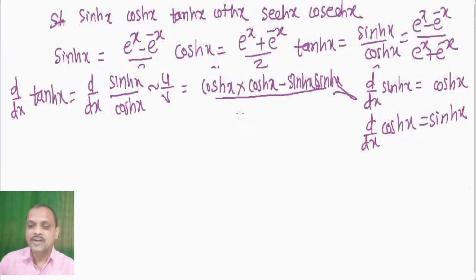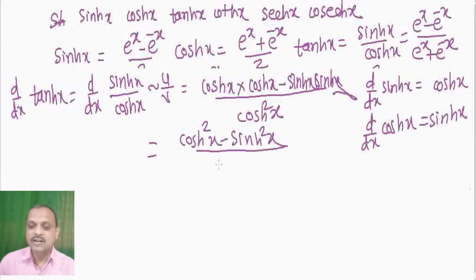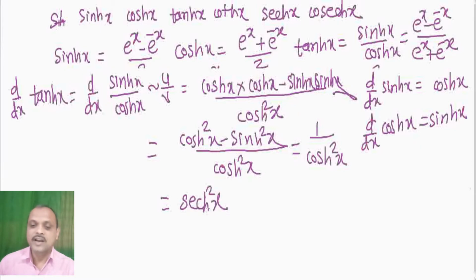divided by v square, that is cosh square x. This is equal to cosh square x minus sinh square x divided by cosh square x. This is an identity. This is equal to 1. So 1 divided by cosh square x, and 1 divided by cosh is nothing but sech square x, and hence derivative of tanh x equal to sech square x. Similarly, we can find the derivative of coth x.